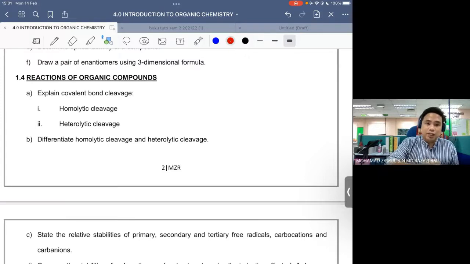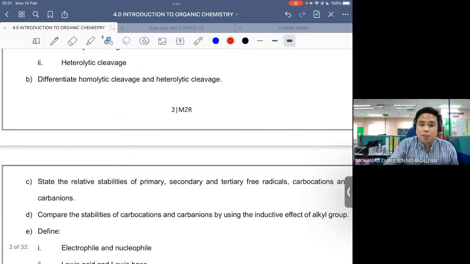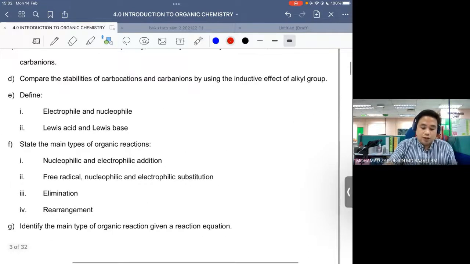Okay, so by the end of this lesson, you should be able to explain the covalent bond cleavage, which is we have two different types. We have homolytic cleavage and also heterolytic cleavage. And then you should be able to differentiate between the homolytic cleavage and also heterolytic cleavage. Okay, and then state the relative stabilities of primary, secondary, and also tertiary free radicals, carbocation, and also carbon ion. And then compare stability of carbocation by using inductive effect of alkyl group. Okay, and then you should be able to define electrophile, nucleophile, Lewis acid, Lewis base, and also state the main type of the organic reaction.